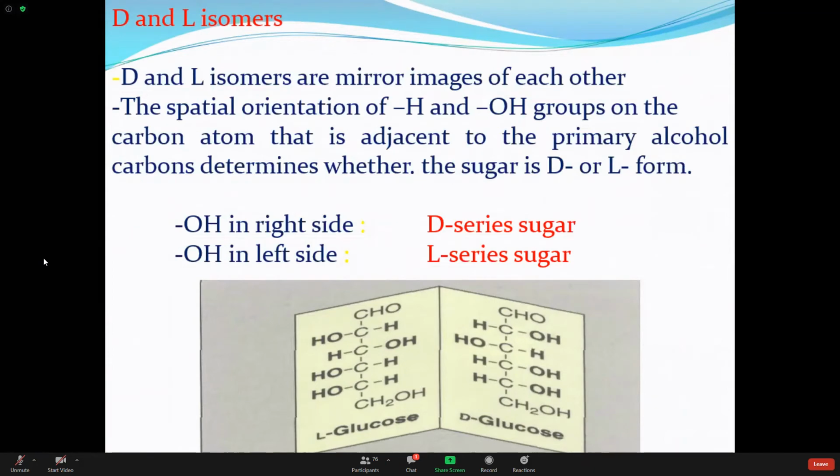Now the thing is, how will it be determined which is the D and which is the L variety? For that, you have to follow some rules. So I wrote it here, L glucose. Why not D glucose? Why not this is D glucose and this is L glucose? So there are some rules. Here you can see the D series sugar. Now you have to follow the rules. So what are the rules?